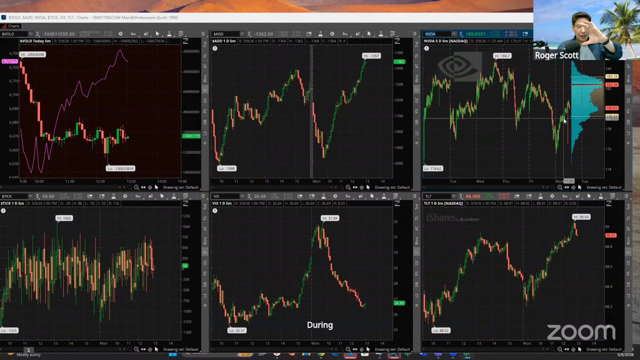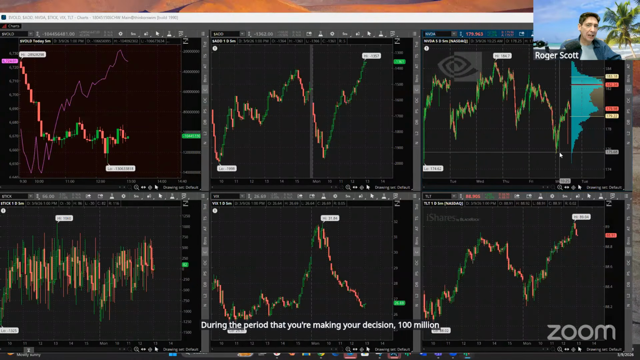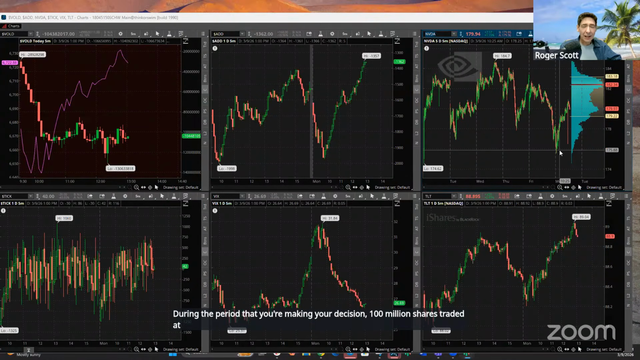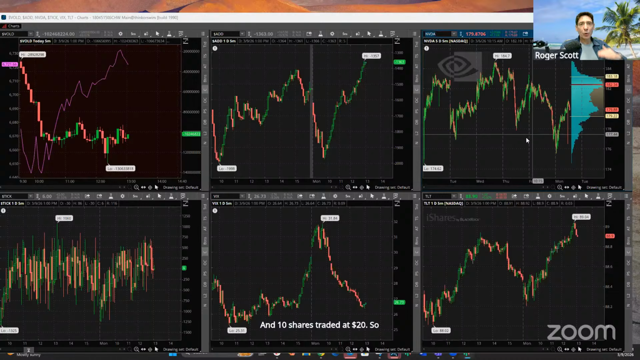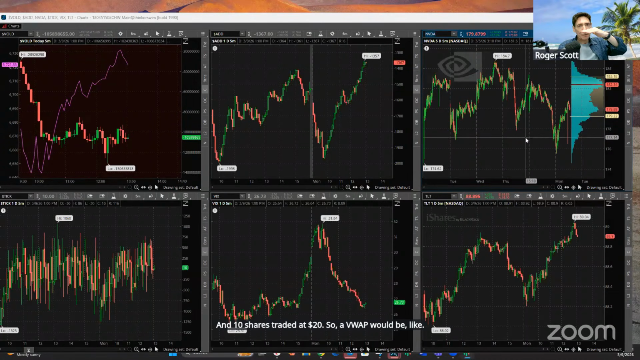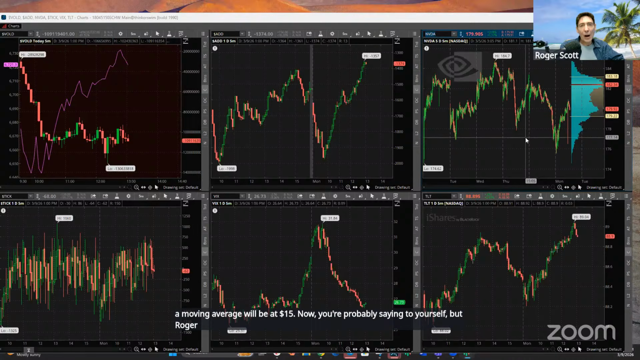During the period that you're making your decision, 100 million shares traded at $10 and 10 shares traded at $20. So a VWAP would be like $10.15, right? A moving average will be at $15. Now you're probably saying to yourself, but Roger, how can you weigh 5 shares and 100 million shares the same? But that's what a moving average does.